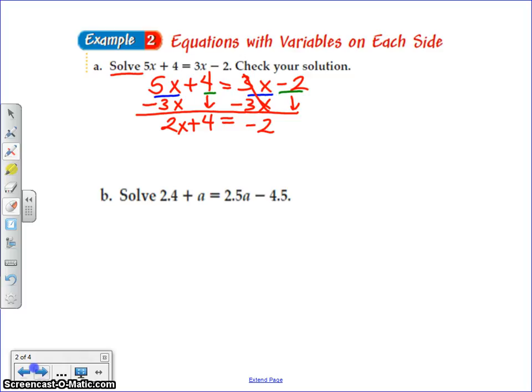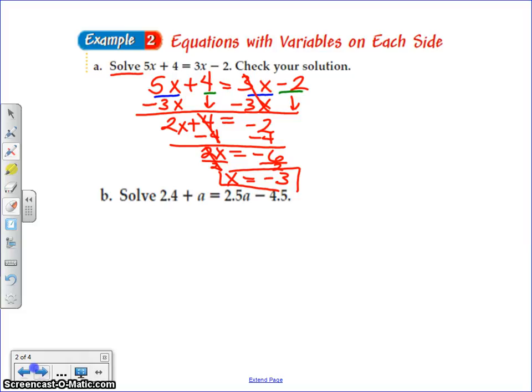Now I'm going to combine my other like terms. I'm going to move my 4 to be over there with the negative 2 because they're like terms. Those two cancel out. I have 2x equals negative 2 plus a negative 4, which is a negative 6. Divide both sides by 2. x equals negative 3. So again, just like what we were doing before with equations with variables on one side, we're trying to isolate our x. We want to get our x alone. So x equals negative 3.